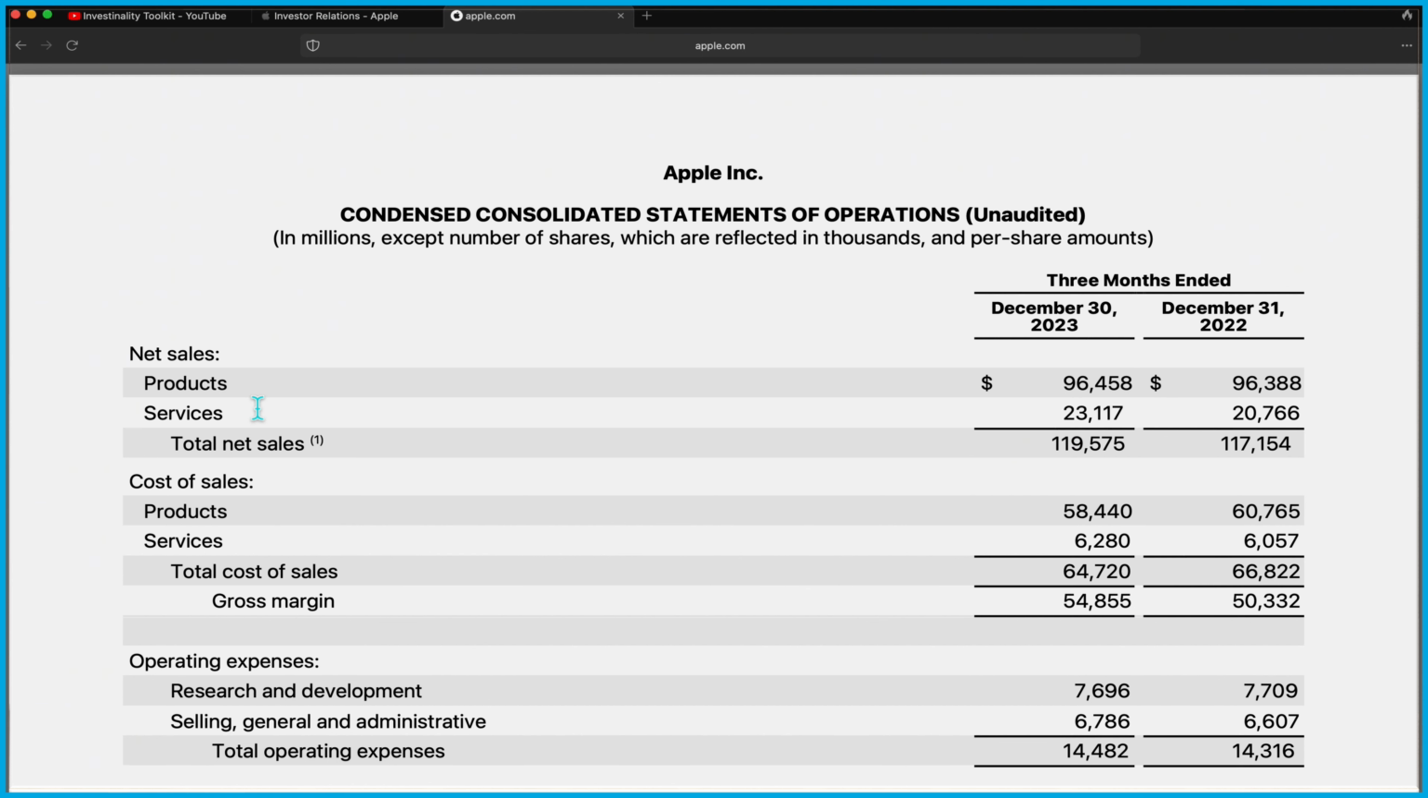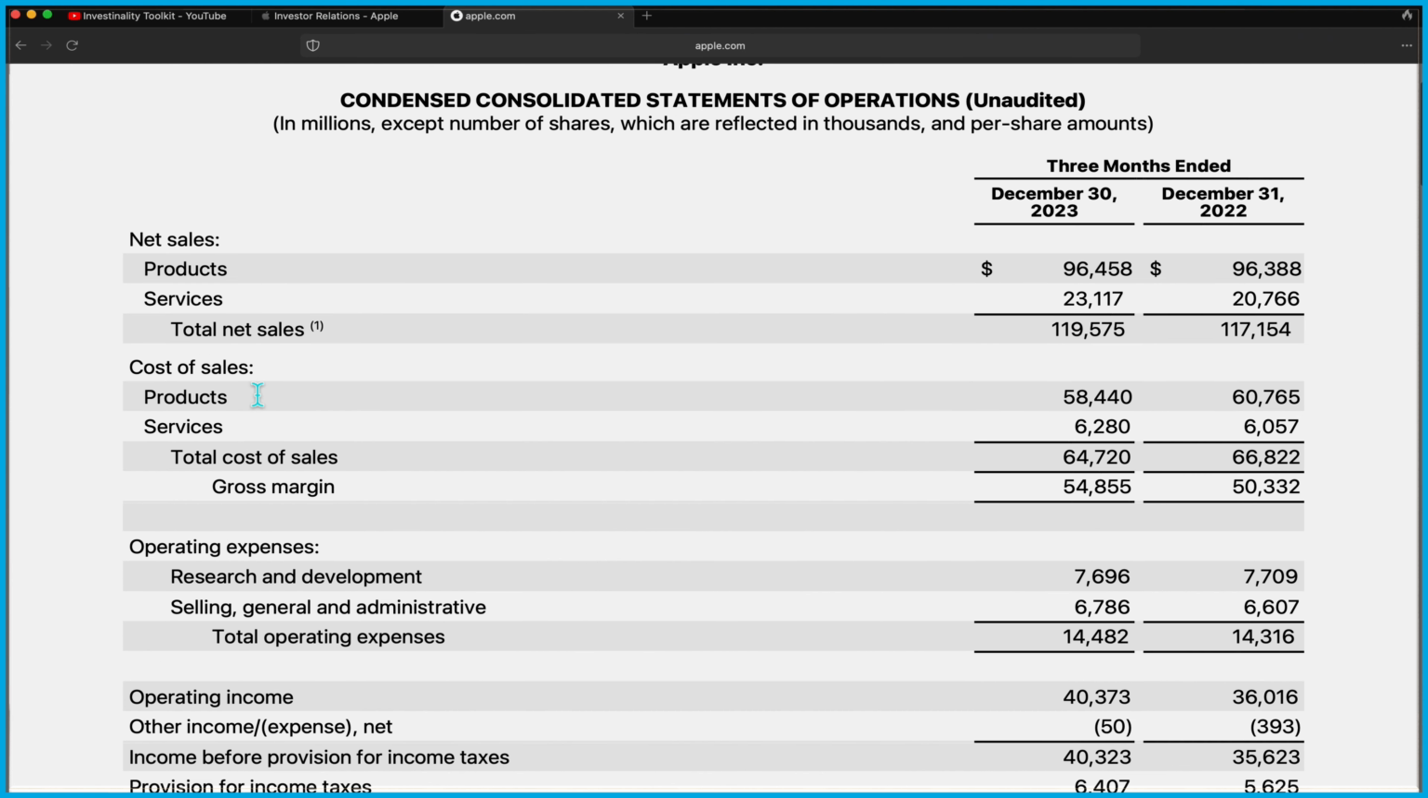Now, this is the net sales. How much did this cost Apple? Here we have the cost of sales. So the cost of the products is going to be $58,440 million. The cost of its services is going to be $6,280 million. So the total cost of the sales, which is equivalent to the products plus the services, is equivalent to $64,720 million.